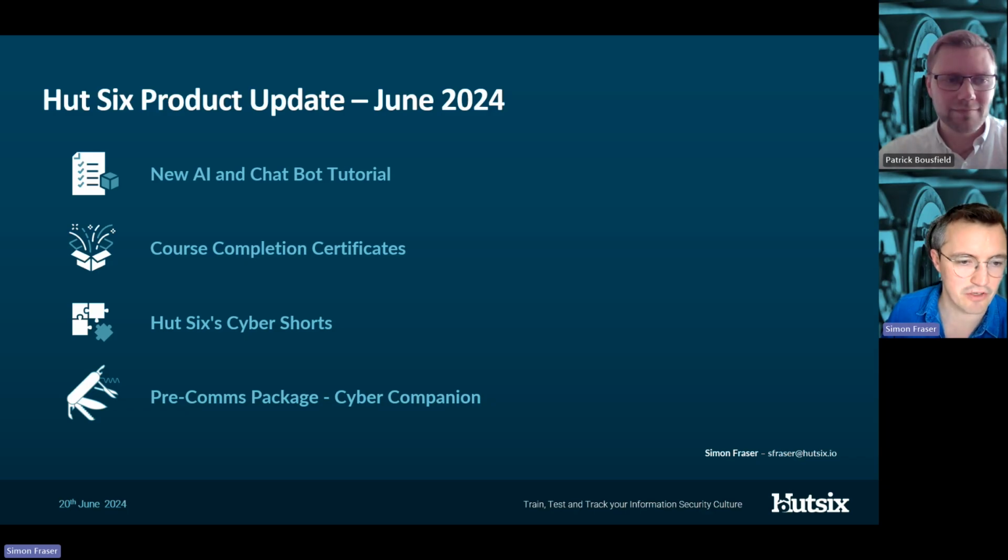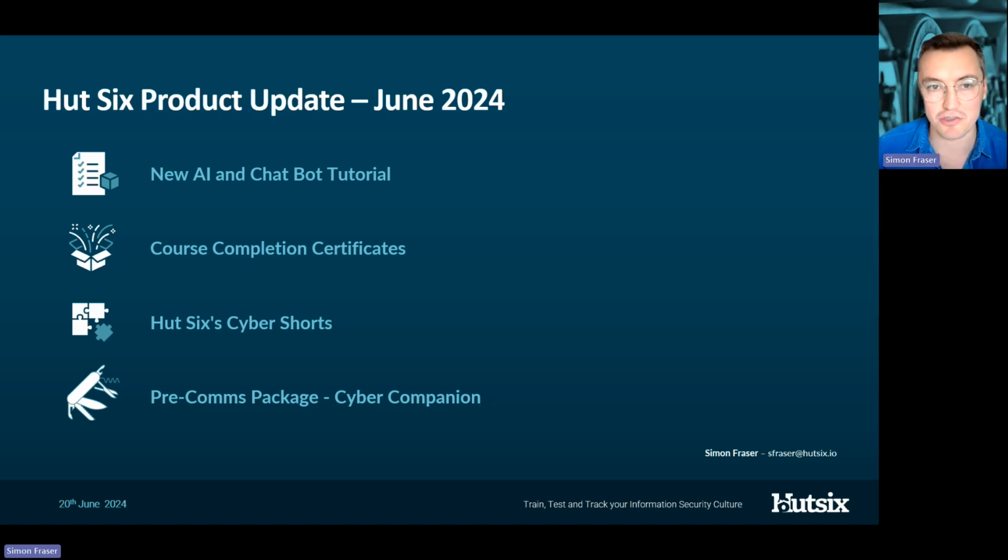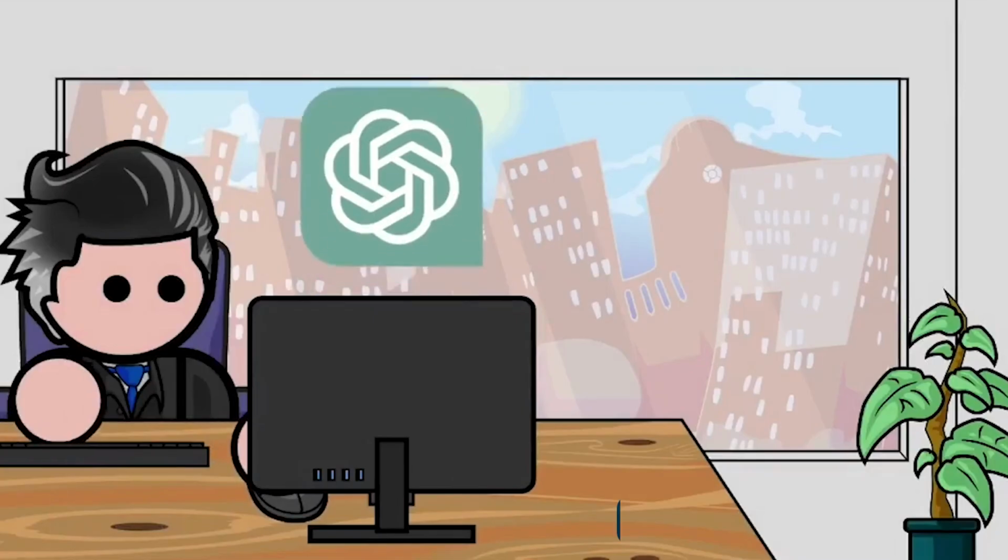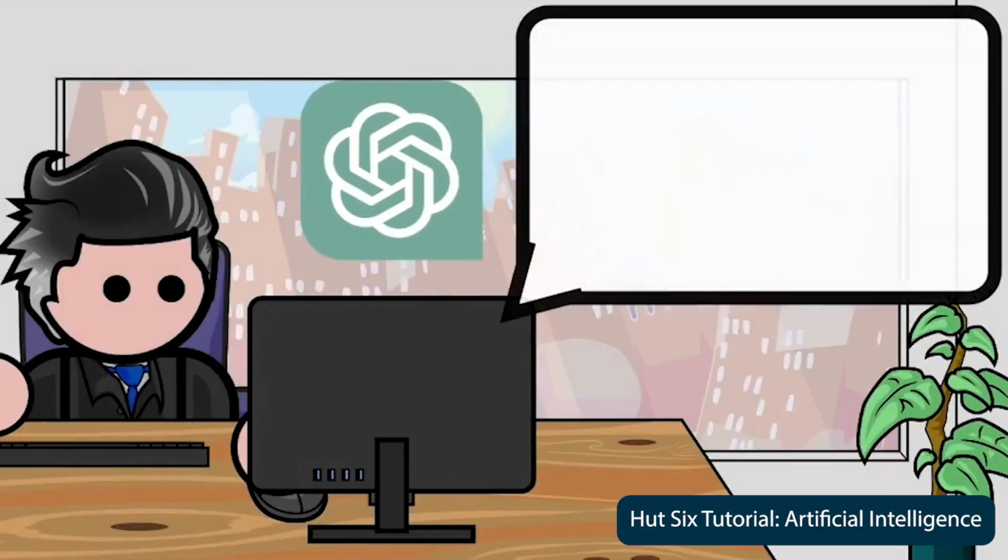So I'm just going to share my screen quickly. The main thing that I'm going to be focusing on here is our new AI and chatbot tutorial that came out in March 2024. Its focus is primarily on the use of AI and obviously with the increase in prevalence of AI technologies, it's crucial to understand the double-edged sword that those can present, especially those ones that are readily available to your end-user consumer, such as ChatGPT or other large language models.